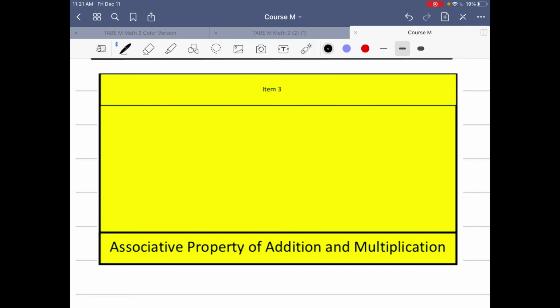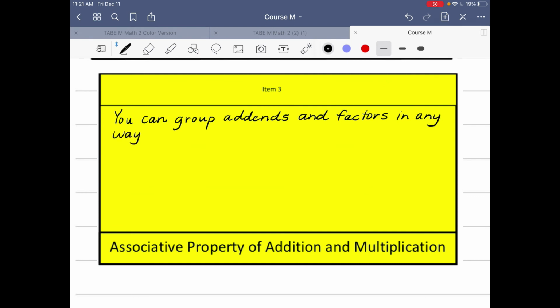Okay, here's the rule. Let me get a different pen. You can group addends for addition and factors in any way you want and get the same result.